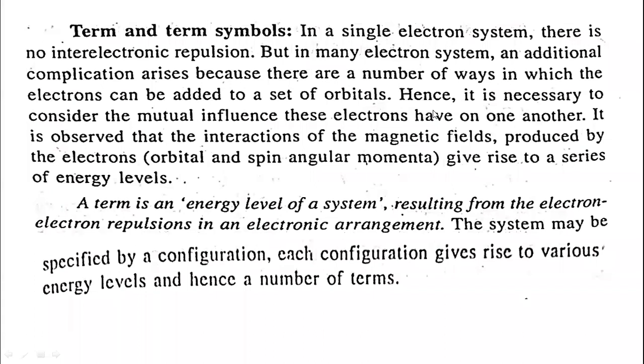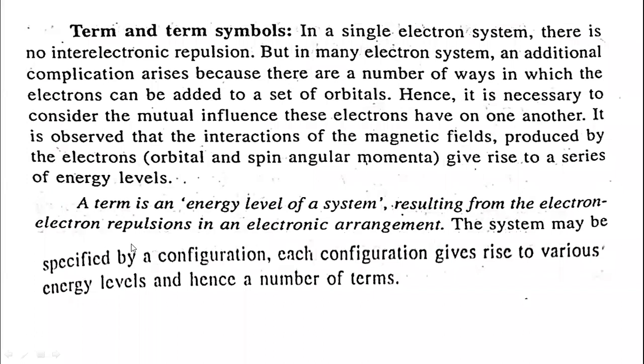So what is a term? A term is an energy level of a system resulting from the electron-electron repulsions in an electronic arrangement. So we are going to derive the term and term symbol for that particular arrangement of the electrons. It means electronic configuration is not sufficient. We have to derive the term for that particular electronic system.